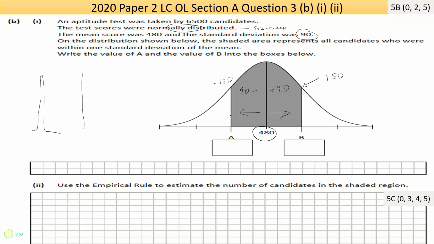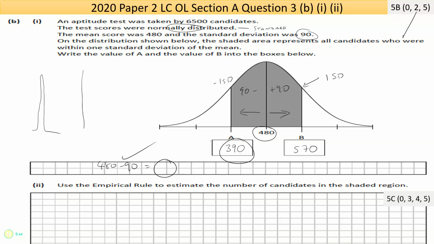Now, let's read it out. On the distribution shown below, the shaded area represents all the candidates who were within 1 standard deviation of the mean. Write down the value of A and the value of B in the boxes below. So it's simple. 480 take away 90 is what? 390. I'm doing it in my head, which is a dangerous place to be. 480 plus 90 should be 570. Now, I should show those calculations. So if I made a mistake there and put down the wrong answer, but the calculation is right, you should not get penalized overly.